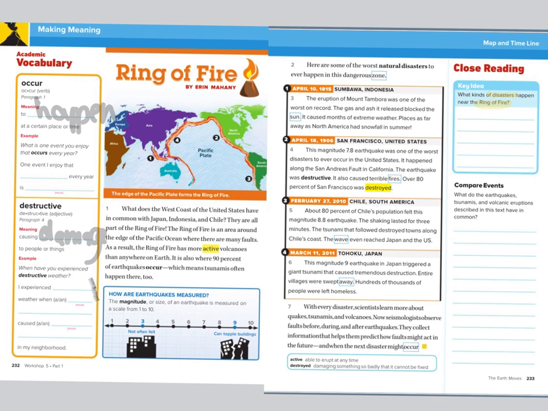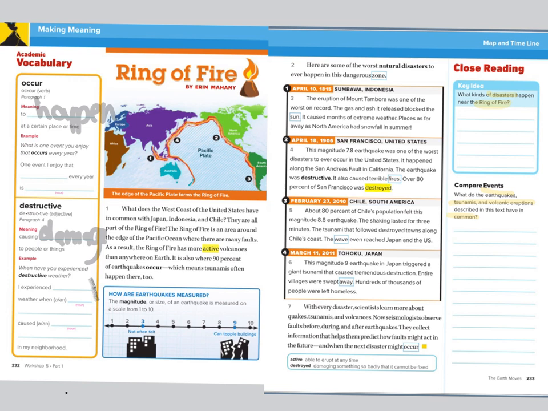The other question is, what do the earthquakes, tsunamis, and volcano eruptions described in the text have in common? So here we want to know what's in common with the earthquakes, tsunamis, and volcano eruptions. So please make sure you highlight those words. Now remember, as we read, we are going to try to identify what kind of text structure this article is written in, how the author sets up the writing so that we can better understand the information.